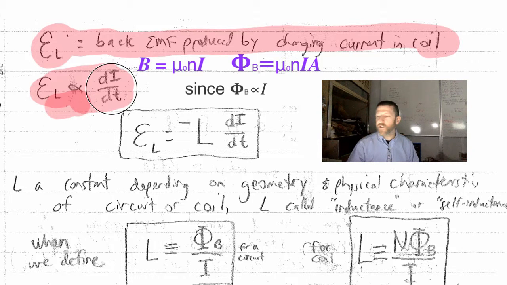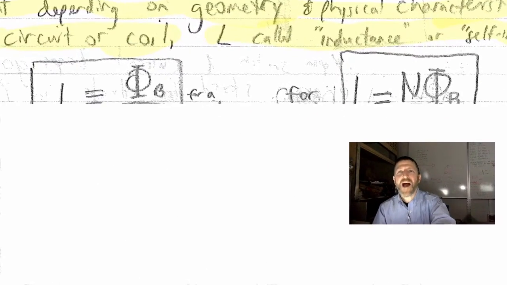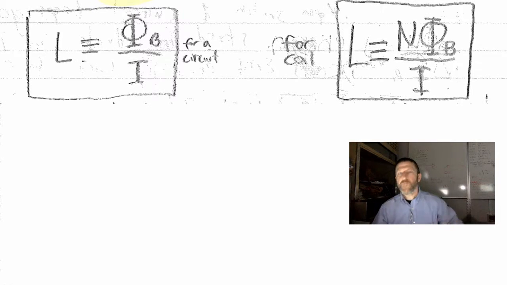Now what we are going to do is define this thing called inductance. We use the symbol L for inductance. If you simply define the inductance for any circuit, there's our definition, as the magnetic flux you get through the loop per unit of current.